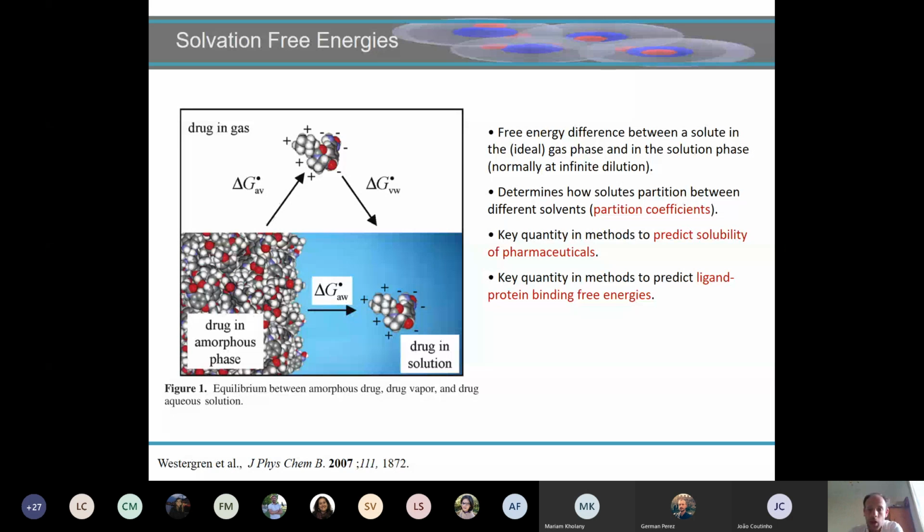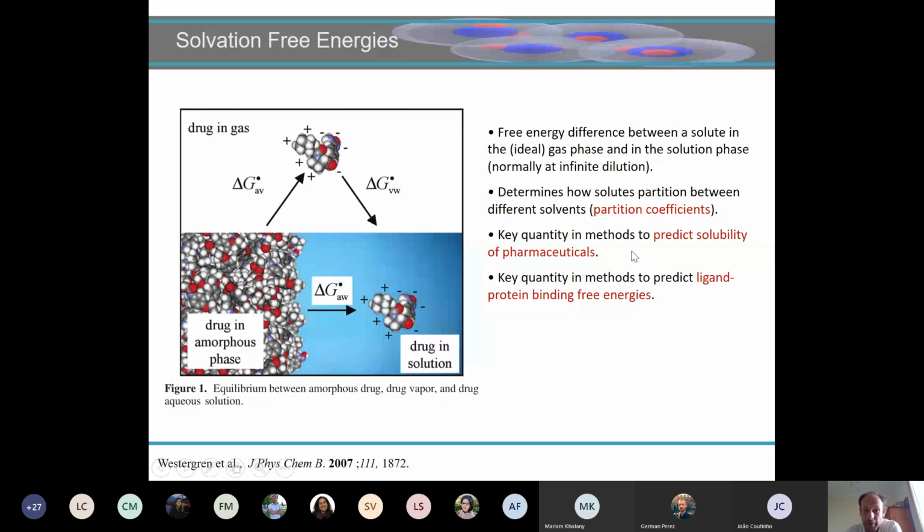And again, the solution could be a pure liquid. It could be the molecule being condensed into a pure liquid, or it could be a different solvent, in which case we have a solvation-free energy. If it's water, we call it hydration-free energy, but it's essentially the same thing. And this is a key property to predict solubility of pharmaceuticals, to predict partition coefficients, ligand binding free energies, etc.